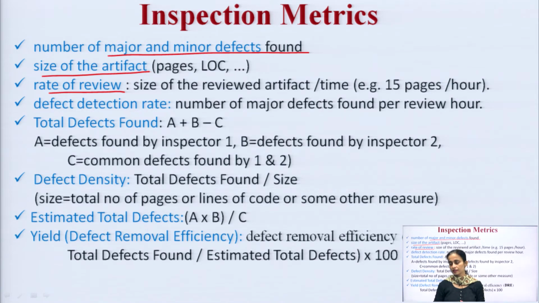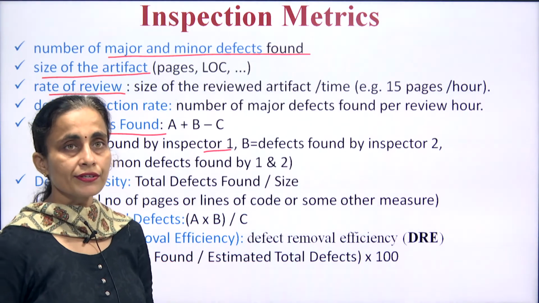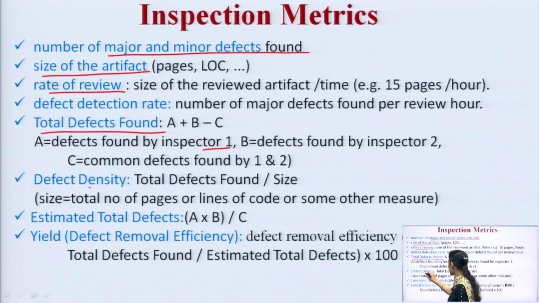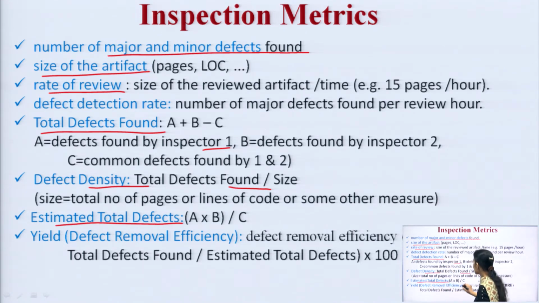Defect detection rate is the number of major defects found per hour of review. Then the total number of defects is calculated as A plus B minus C, where A is the defects by inspector 1, B is the defects by inspector 2 and C is the common defects. Then calculation of defect density. Defect density is defined as total defects found divided by the size, where size is the LOC, lines of code. Then the next parameter, estimated total defects, is found as A cross B divided by C.